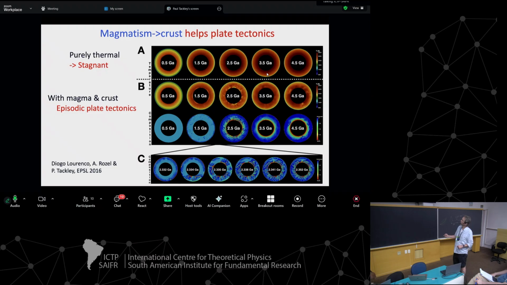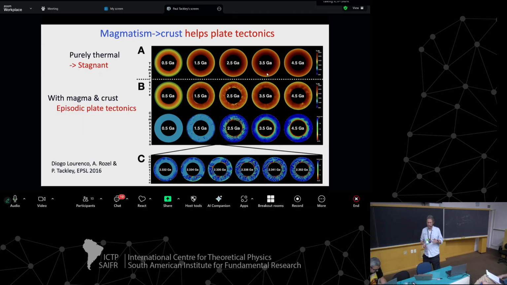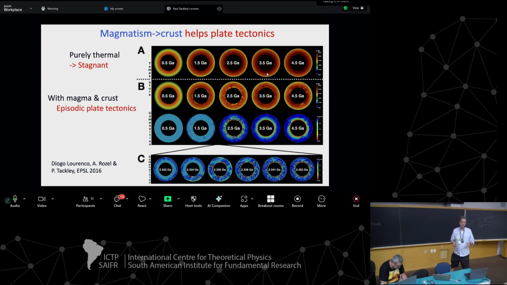At the top is a purely thermal convection model, and it goes 4.5 billion years without any subduction. But when including this magmatism and crustal production, you do actually get episodic subduction. Because the crust has a different density, it produces stresses which can help locally to reach the yield stress and generate subduction.